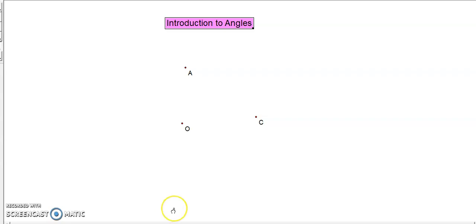Okay, let's learn a little bit about angles. Whenever we want to draw an angle, we always need 3 points. So here I labeled 3 points, A, O, and C. Now I picked O here. I want that to be the vertex. So I have a point here, A, and I draw a line to O, and then one to C. I have an angle there.